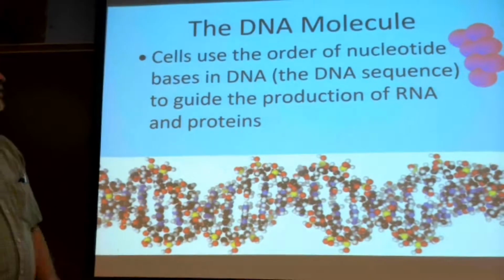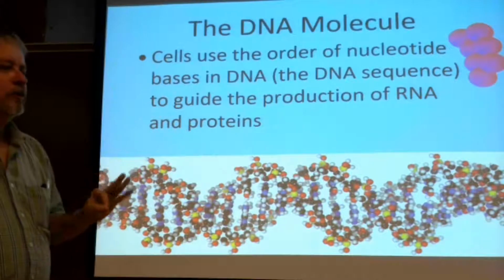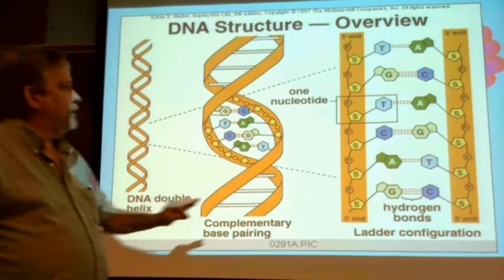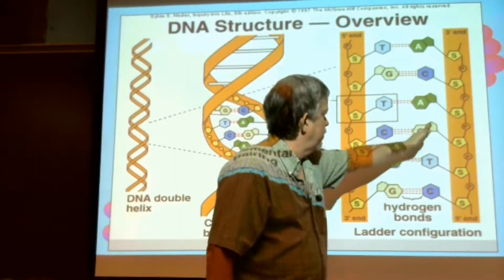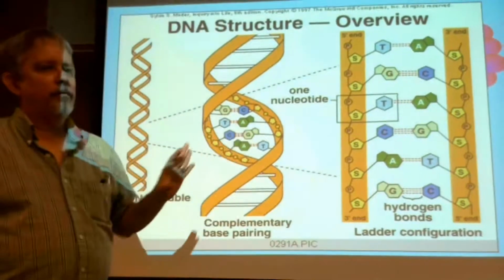So it uses the order of those bondings to tell your ribosome what amino acid goes where. So here are the nucleic acids. Here's our A and our T, our C and our G. And so this makes a language.